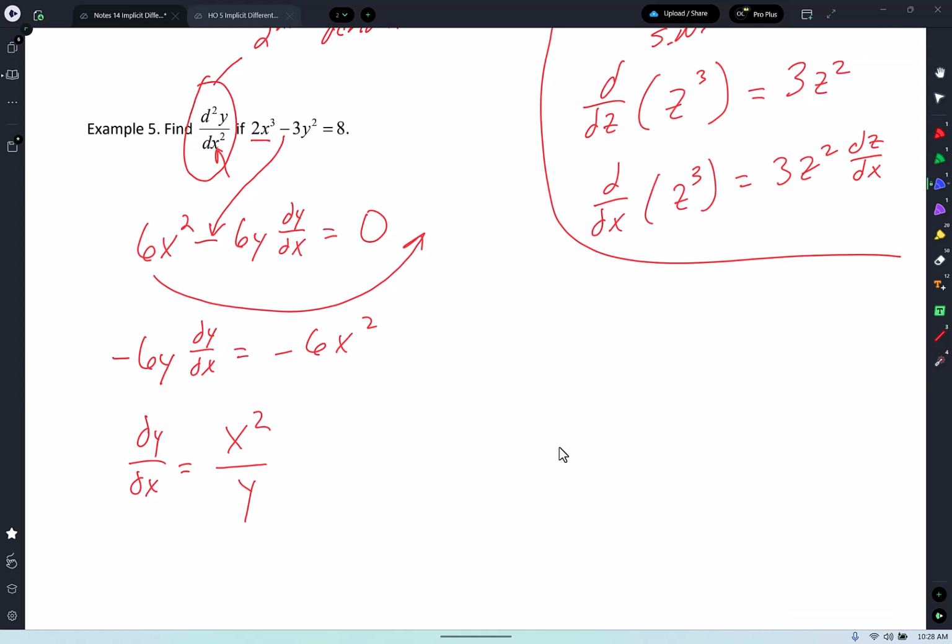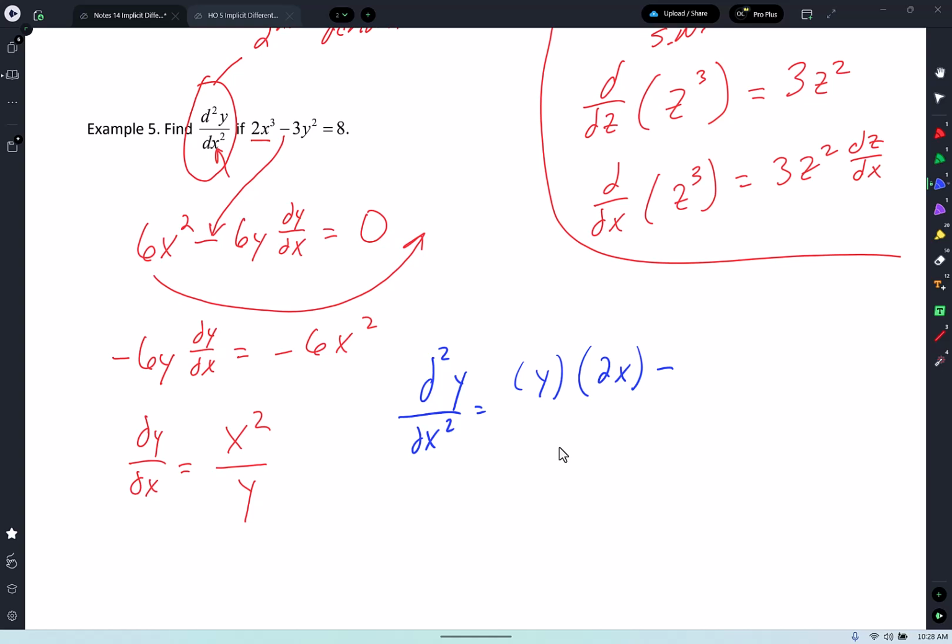We're not done yet. They want the second derivative. So what rule do I have to use to get the second derivative? Quotient. So here we go. Second derivative: d2y over dx squared equals bottom times the derivative of the top. What's the derivative of x squared?